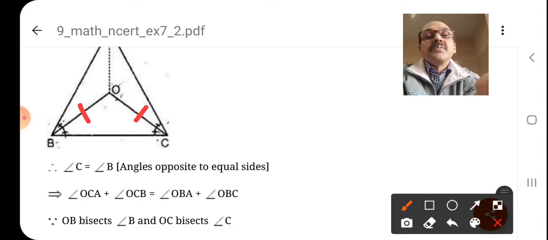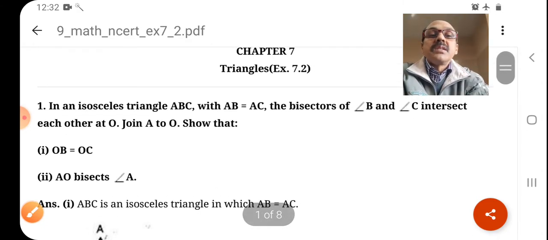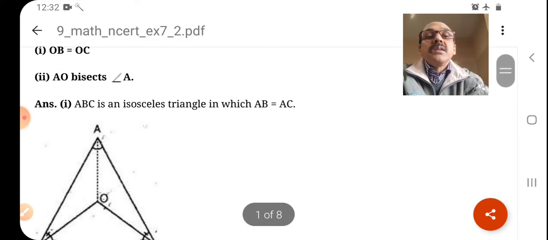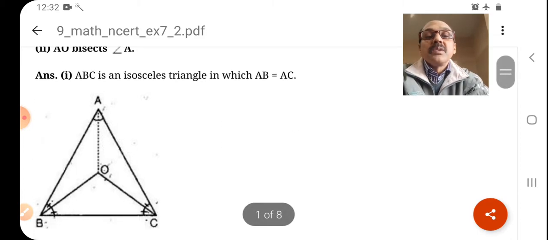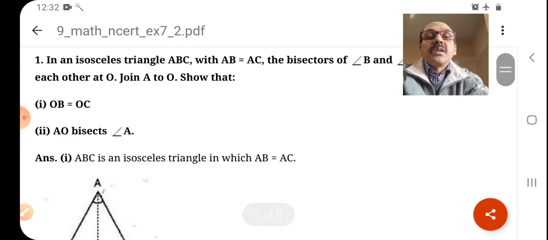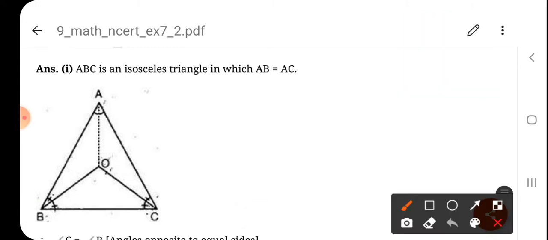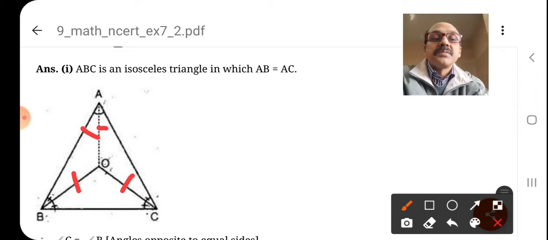Okay, so bisectors of angle B and angle C intersect each other at O. So prove that. Join AO and prove that OB equal to OC and AO bisects angle A. These two: OB equal to OC and AO bisects angle A, that means this angle equal to this angle. Show this.